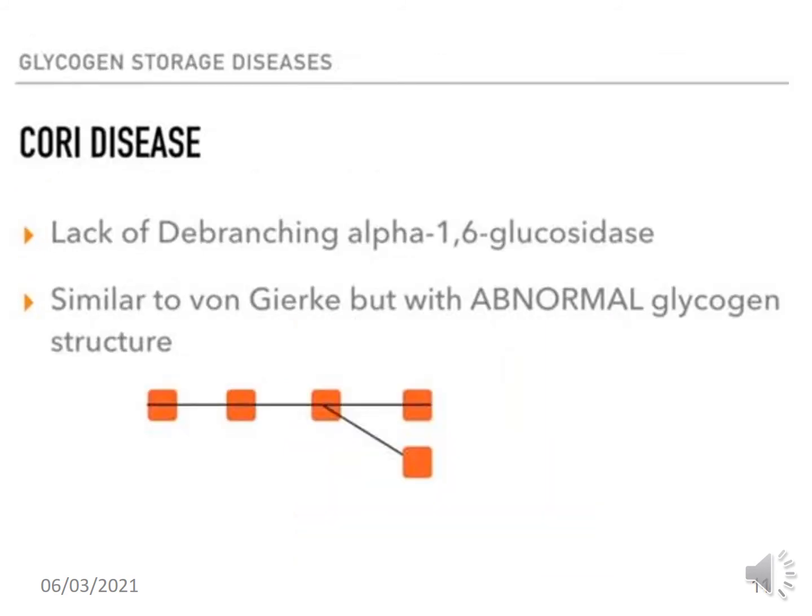Type 2 is Cori disease. Cori disease is lack of debranching, alpha 1,6, similar to von Gierke disease, with an abnormal glycogen structure.